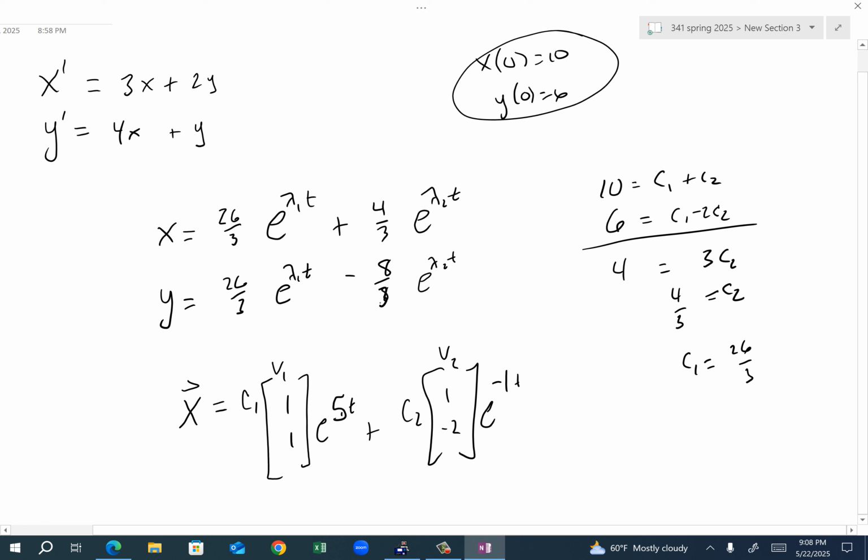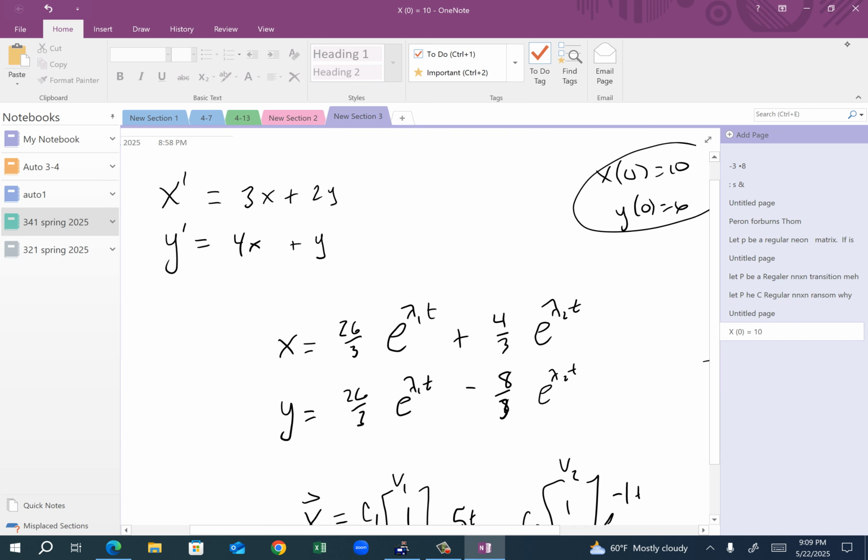Boom, done. That is where I use most of my eigenvalues in my daily life. That's not true. I don't ever use eigenvalues in my daily life. That is where I use them the most, okay, in my worldview.